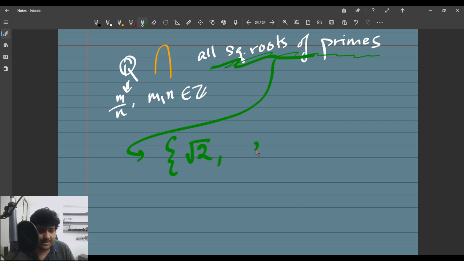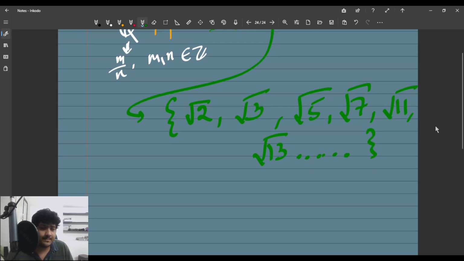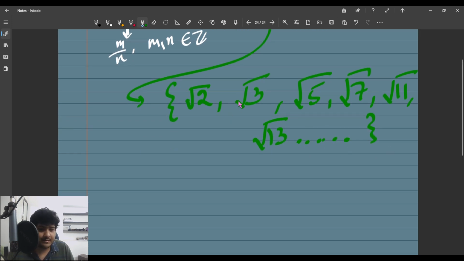And the next prime number is 3. I take the square root of it, I put it in the set. So root 5 will be there, root 7 will be there, root 11 will be the next number, root 13 will be there, and so on. But if you see, none of the numbers given here can be rational, and we have done this proving multiple times, right, in our previous classes.